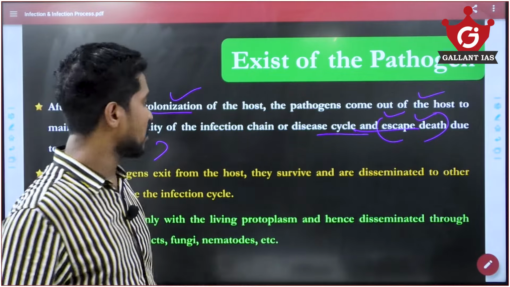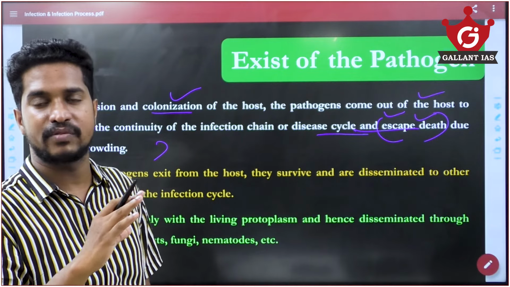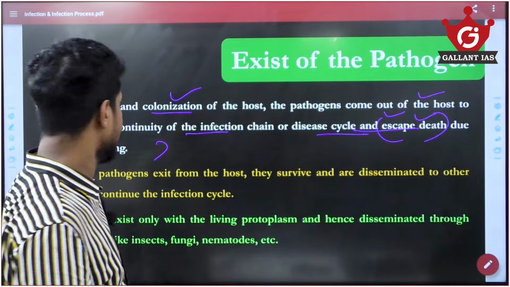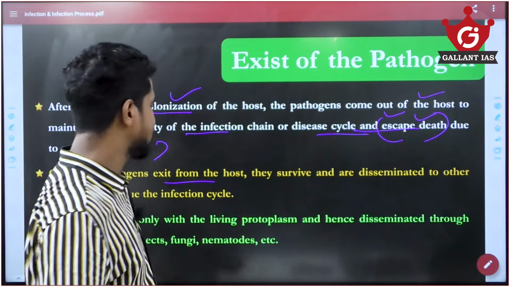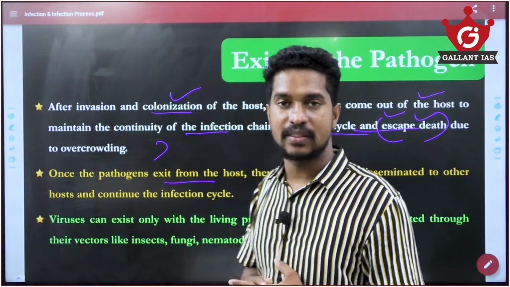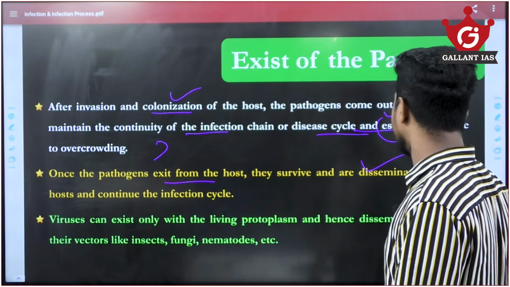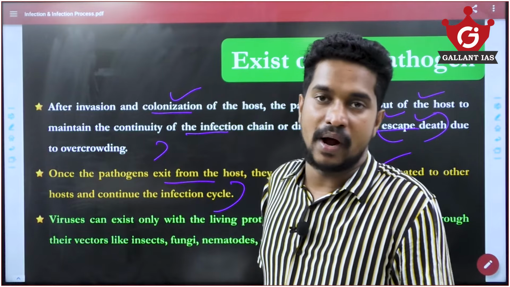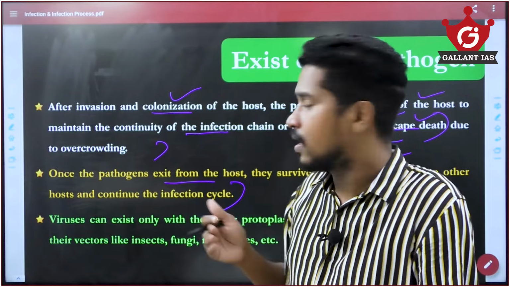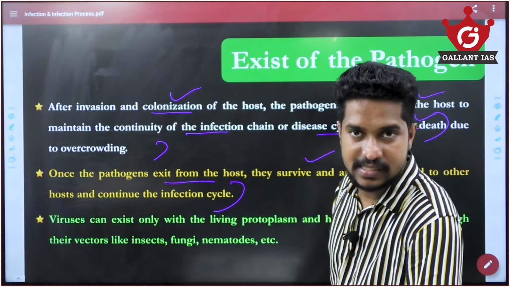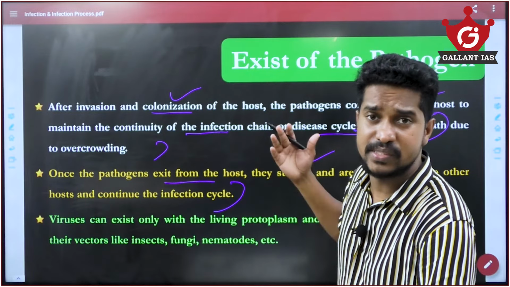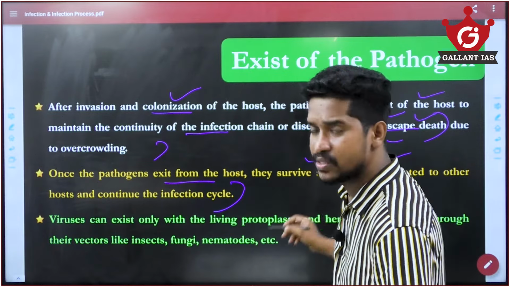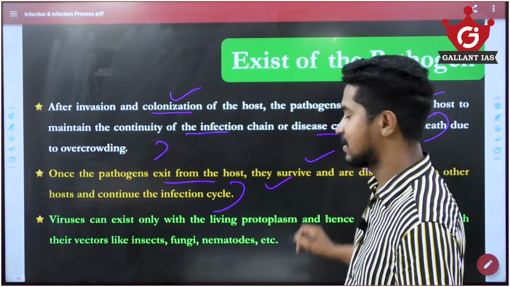After invasion and colonization of the host, the pathogen may come out of the host to maintain the continuity of the infection chain. Once the pathogen exits from the host, they survive and are disseminated to other hosts and maintain the infection cycle.